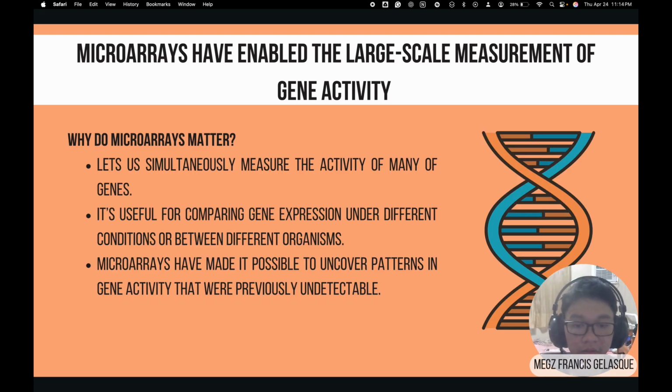Why do microarrays matter? This technology lets us simultaneously measure the activity of many genes. It's useful for comparing gene expression under different conditions, like healthy versus diseased tissue, or between different organisms. Microarrays have made it possible to uncover patterns in gene activity that were previously undetectable, giving us powerful insights into diseases at a molecular level.